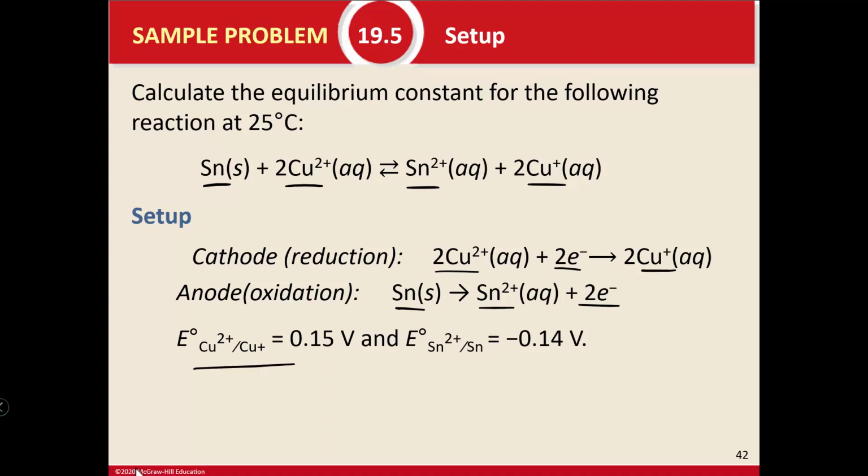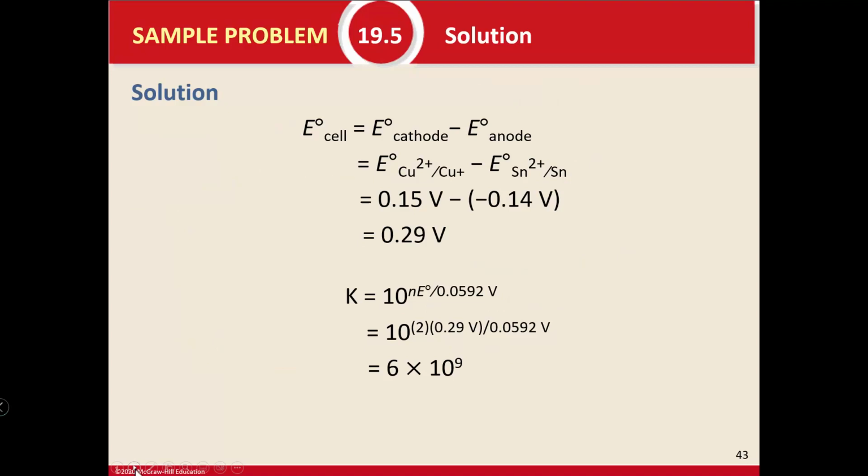We look up the standard reduction potentials for both of these in the back of the book. And then we say the standard cell potential is equal to the cathode minus the anode. So we plug in the values. Here's the reduction for the copper. This is at the anode, we're looking at the oxidation of the tin to tin 2 positive, and its reduction potential is negative 0.14. So if we add these two together, we get a positive 0.29 volts. That's not bad. It's a positive value, not a negative value.